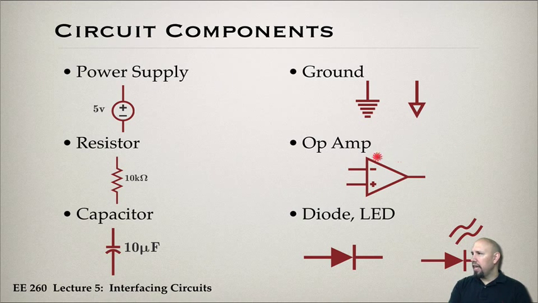An op-amp is a device. We're going to talk more about that. Operational amplifier is what this stands for. A diode, or LED, light emitting diode, these are two different kinds of diodes, are another device. Basically, a diode allows current to flow in one direction and not the other direction. Okay, and an LED is such a device that when the current is flowing through, it emits light. Okay, so two similar devices.